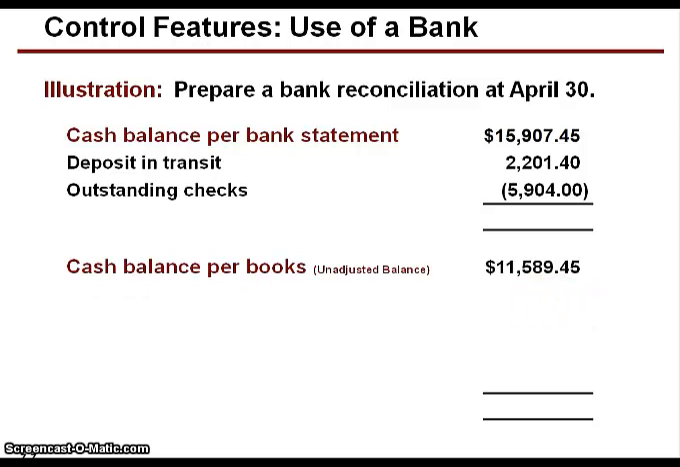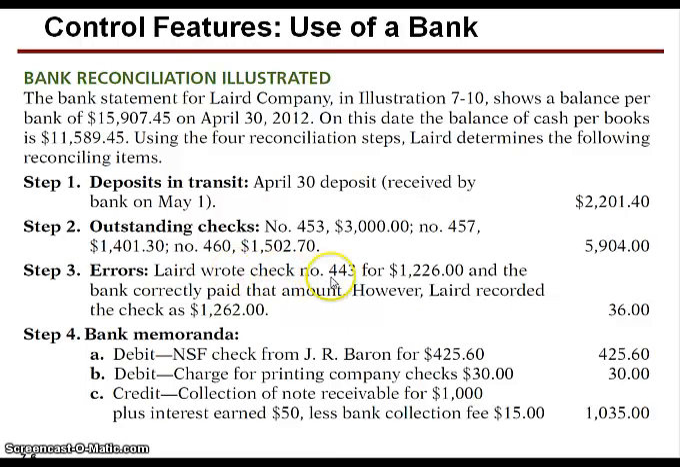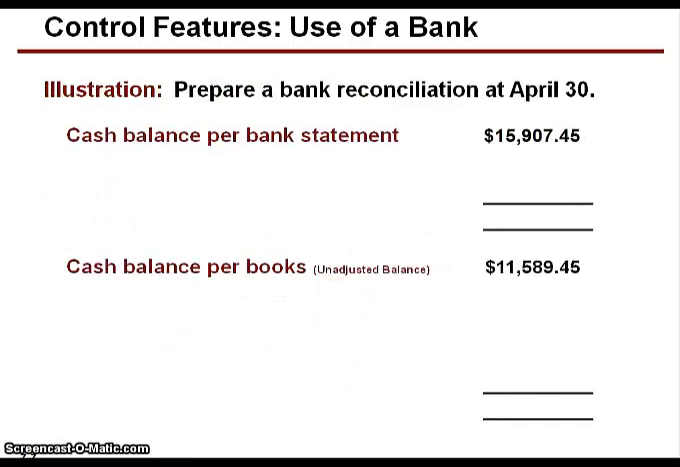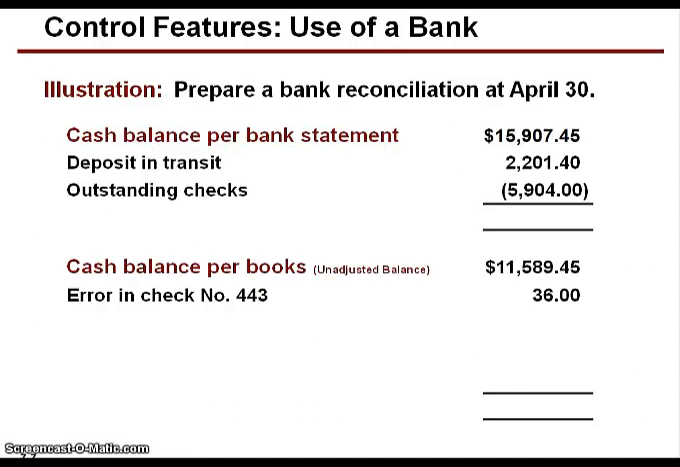Let me go back. I'm going to look a little bit closer at that error. Laird wrote check 443 for $12.26, and the bank correctly paid that amount. So we know the correct amount of the check was $12.26. However, Laird recorded it as $12.62. So I want you to think about the cash account. We should have credited our cash account $12.26. We actually credited our cash account $12.62. So we need to add back, or debit, or increase our cash balance by the difference, which is the $0.36.